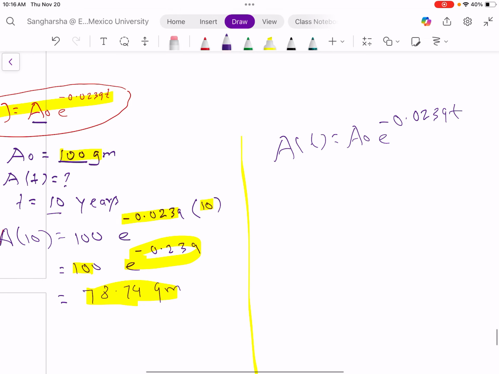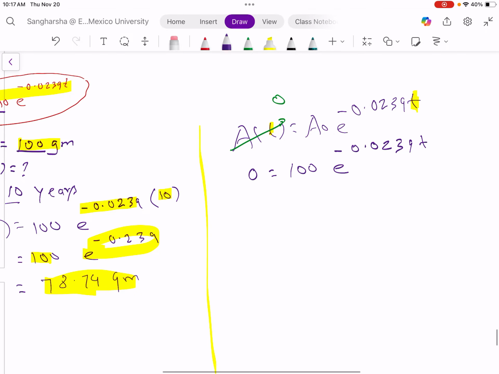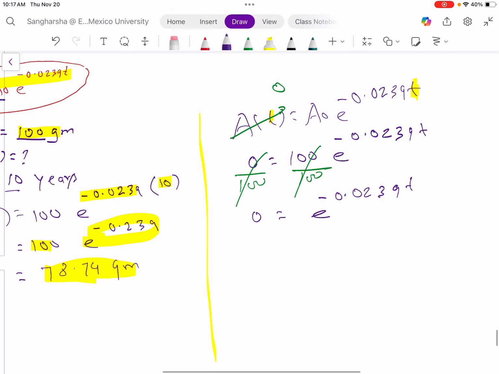We want to find the time such that the 100 gram breaks into 0, so it means the amount after time t is 0. That's what we want to know. So when our amount after t is 0, our A naught is 100, e to the power negative 0.0239 t. We get rid of 100 by dividing both sides by 100. So this is 1, this is 0. So we have 0 equals e to the power negative 0.0239 t. Now we apply log.